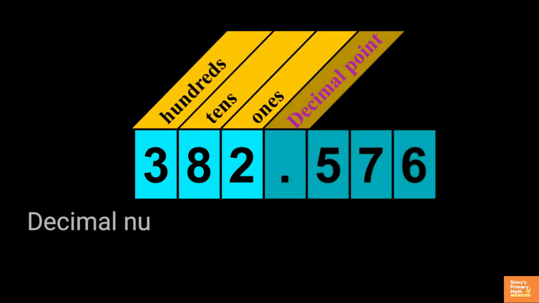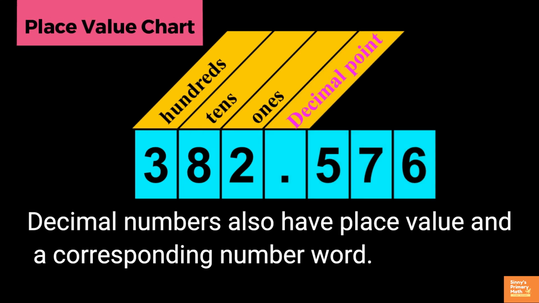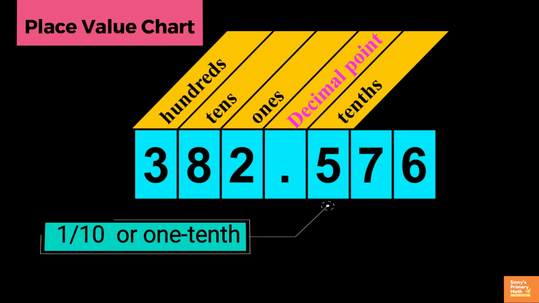As you know, while writing a whole number, the rightmost digit is automatically assumed to be in the ones place. Just like whole numbers, decimal numbers also have place value and a corresponding number word. The first digit to the right of the decimal point indicates the number of tenths, which represents a place value of 1 by 10 or 1/10 of the whole.